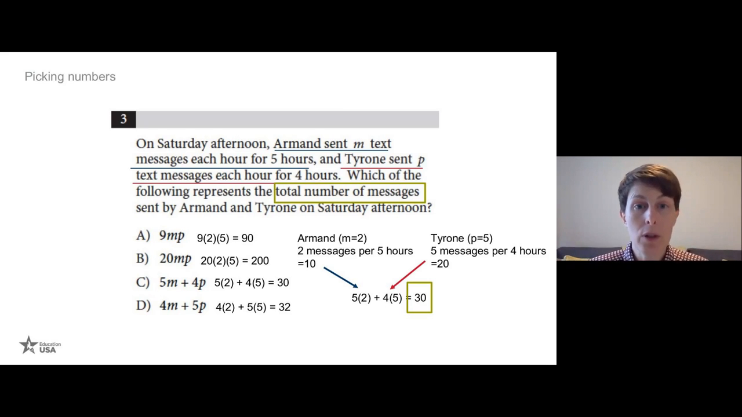Again, for some of you, if you're really good at algebra, if you're comfortable with variables, you were maybe able to do this without picking any numbers. But if you're a person where this felt uncomfortable, this is a really great way to make the problem a little bit easier to work with. And like I said, if you're dealing with a higher difficulty problem, this still works.